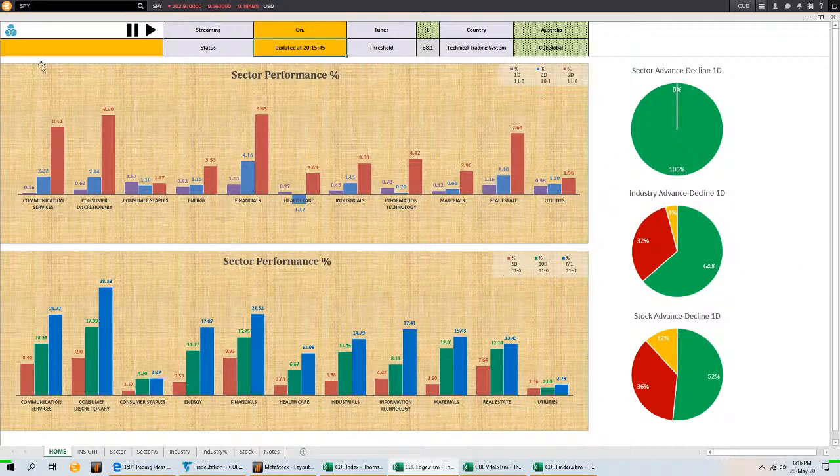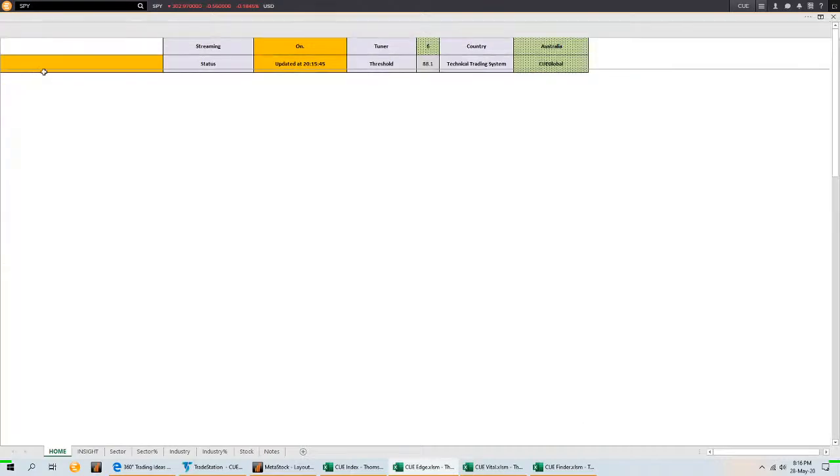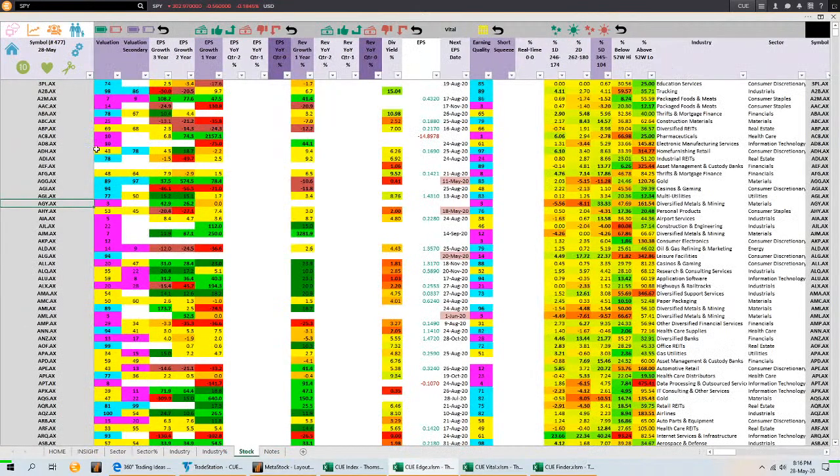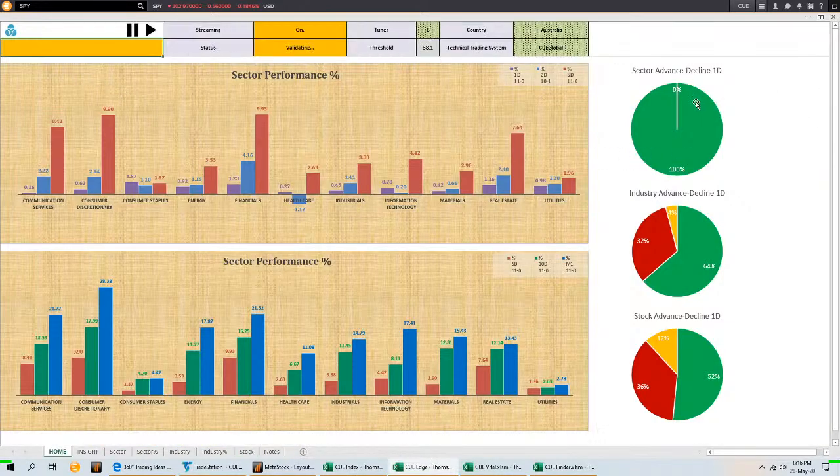This is Australian data. How do I know? If I click the go to sector button and go to stocks, you can see all the stocks are now Australian stocks. The market is not open yet, or I may have delayed data. Market may be open, but I may have delayed data. That's why sector advanced decline is showing 0.